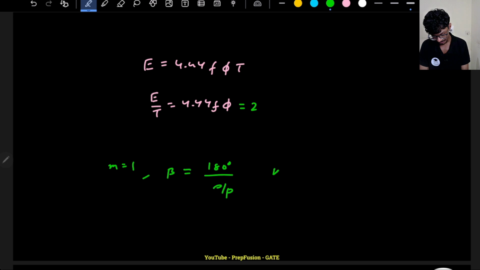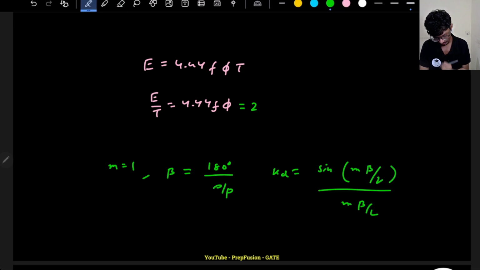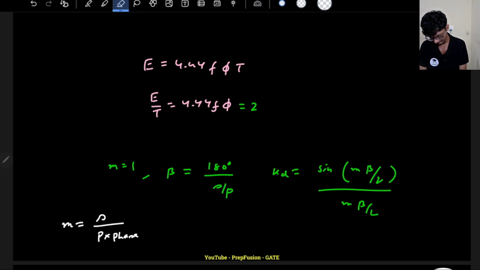Now I know my kd formula is sine of m beta, and since it is uniformly wound, I will use the approximate formula, that is m beta divided by 2, right? So what is m beta basically? I know m is equal to the number of slots divided by pole into number of phase, and I know it is uniformly distributed. If it is uniformly distributed, that means slot per pole S by P will be what?